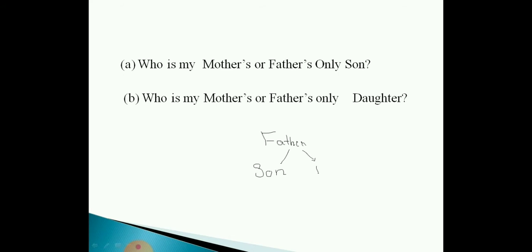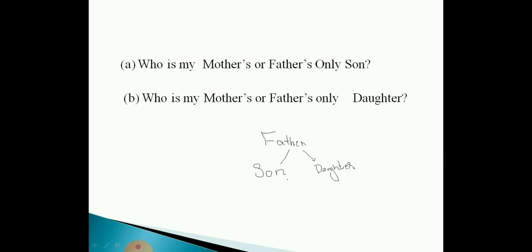If I ask the first question to that son, who is my father's only son, he can say, myself. If the question is asked to the daughter, she will say my brother is my father's only son.